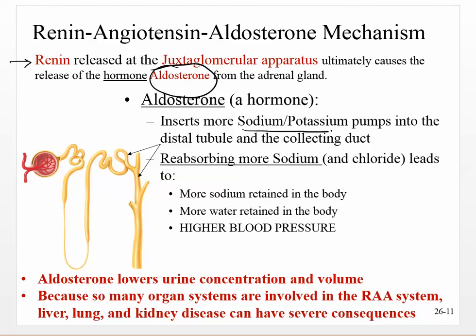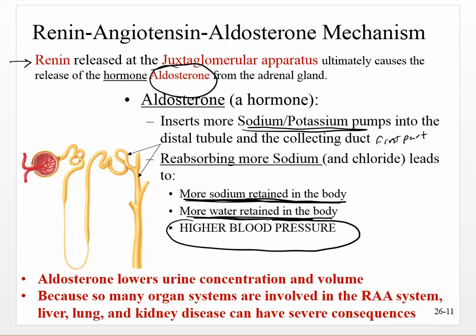Aldosterone inserts more of these sodium potassium pumps into the distal tubule and the collecting duct, and it's really the first part of the collecting duct. So it's mainly the distal tubule and the first part of the collecting duct. So reabsorbing more sodium and the chloride that follows it is going to lead to more sodium retained in the body. Well, this is why we avoid sodium, because sodium in the body is going to increase that osmotic pressure, which means that we need more water to offset that extra sodium, which is going to lead to higher blood pressure. Okay, so aldosterone activation of the RAA system leads to increased blood pressure.